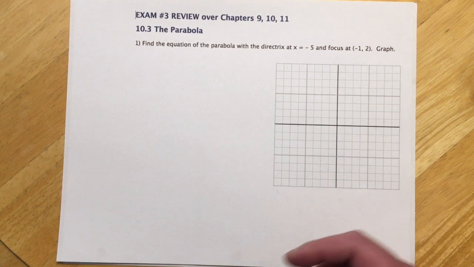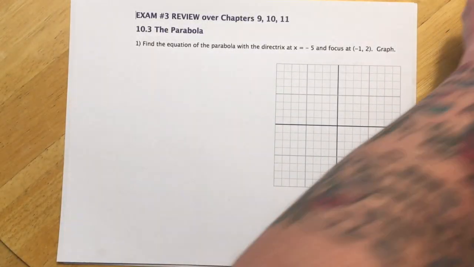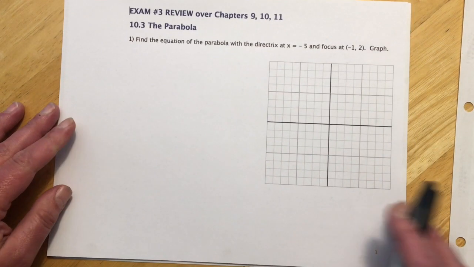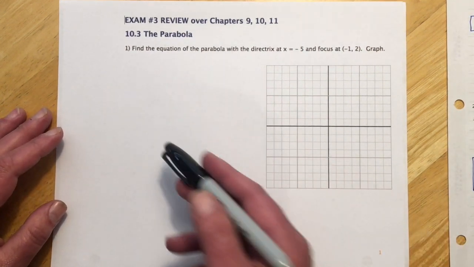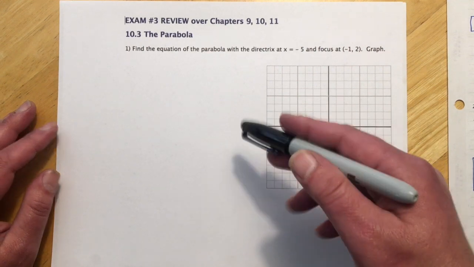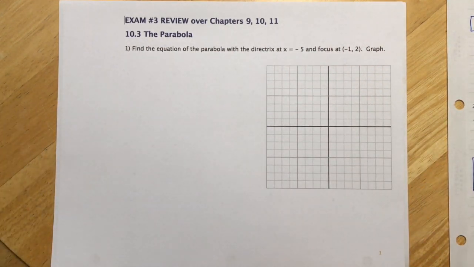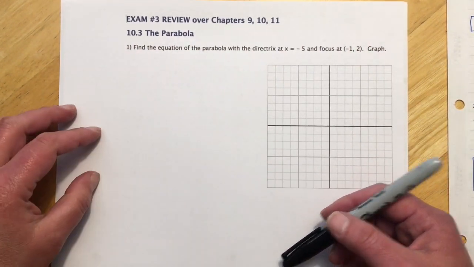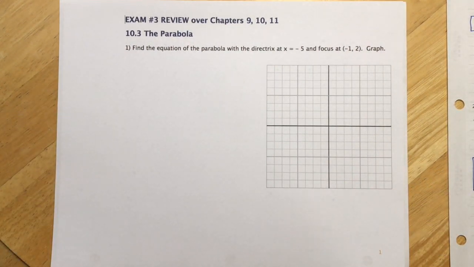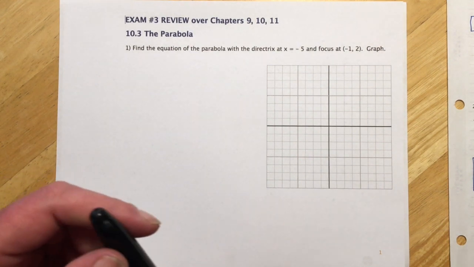Okay, so we are starting in chapter 10, so we're going to go the same order that we encountered the material. So I'm starting with 10.3 because, like I said before, my preference is to do parabolas before ellipses and hyperbola. And so for this one, we're given: find the equation of the parabola with the directrix at x equals -5 and a focus at -1, 2.